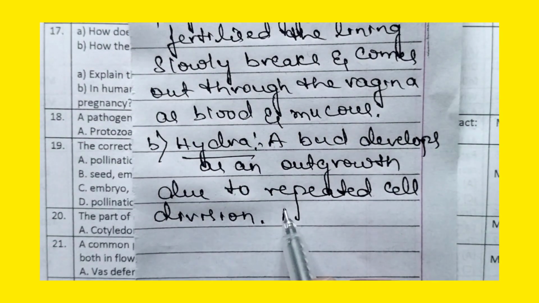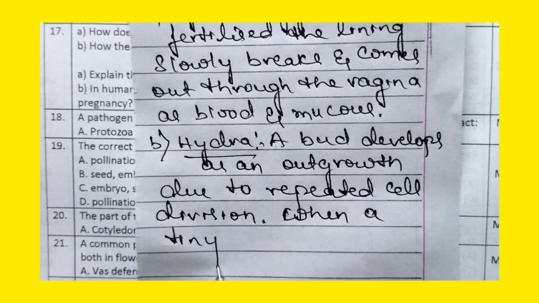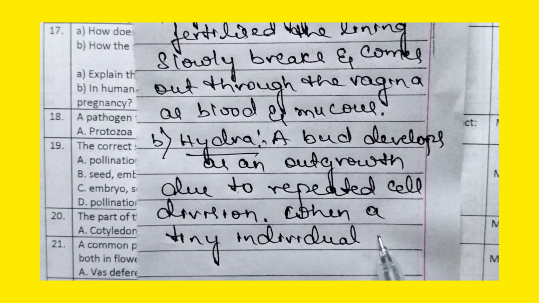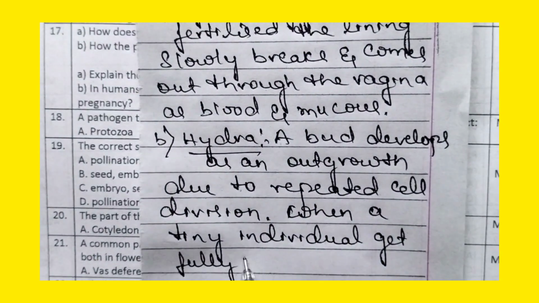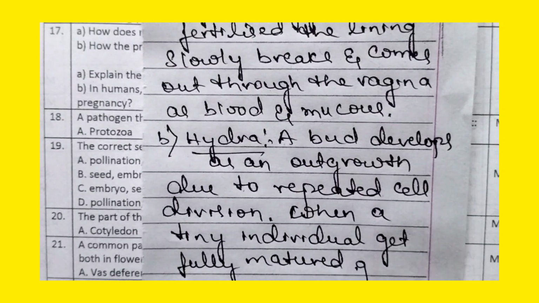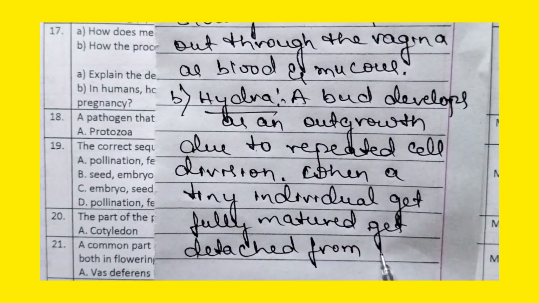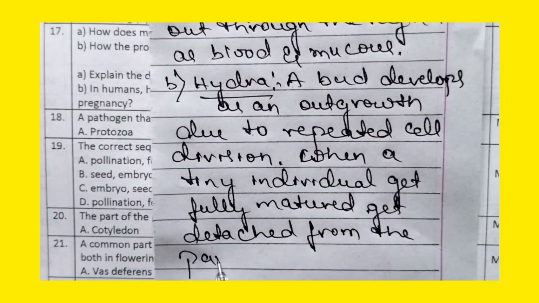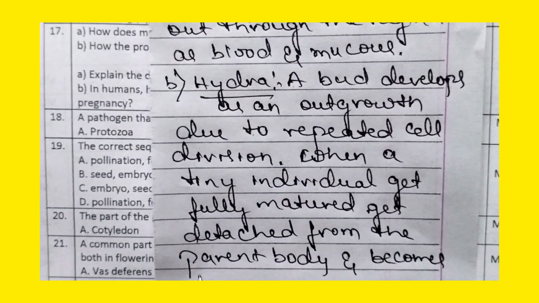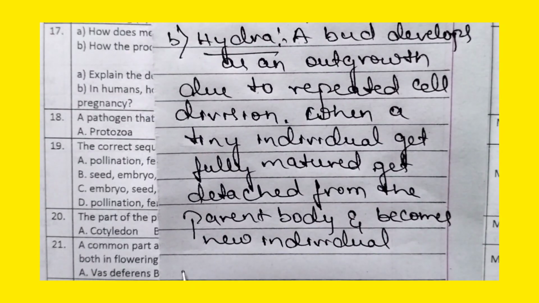So when a tiny individual gets fully matured, it gets detached from the parent body and becomes a new individual. This is in Hydra.